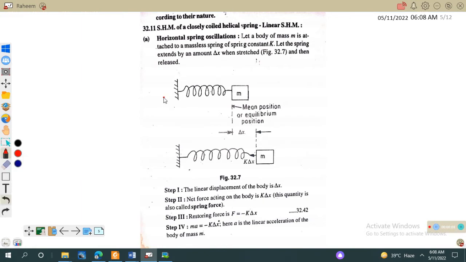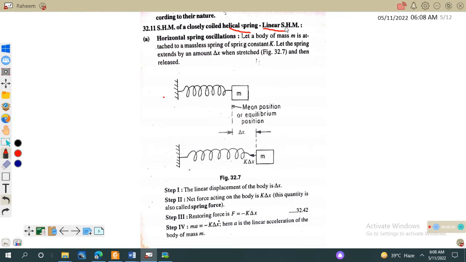In this lecture, we will talk about the simple harmonic motion of closely coiled spiral springs. If the springs are oscillating in one dimension, then we will call this a linear simple harmonic motion. You are also, I think, familiar with simple harmonic motion, the motion in which acceleration is directly proportional to displacement.